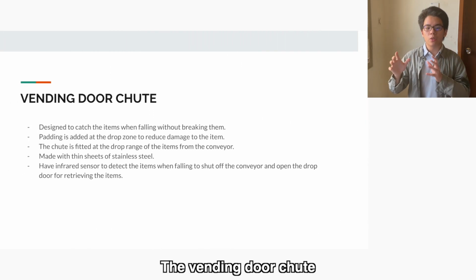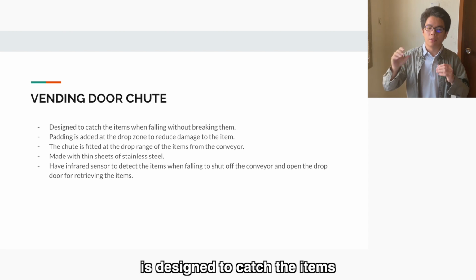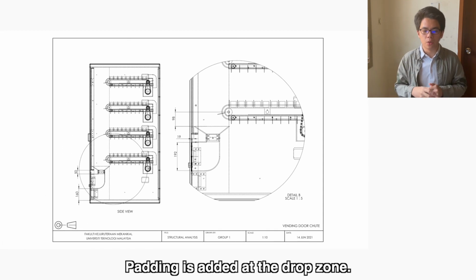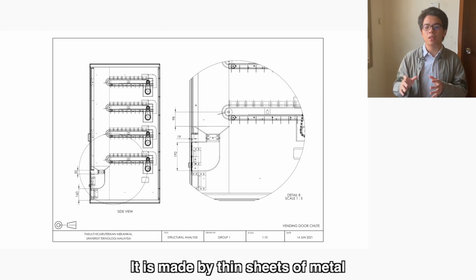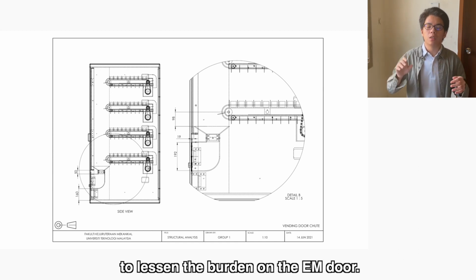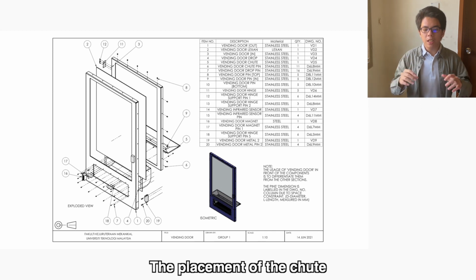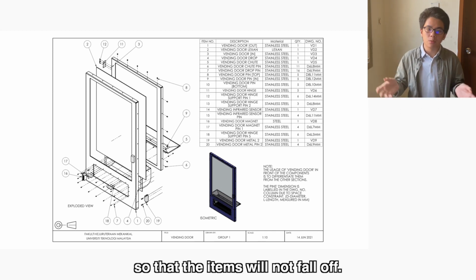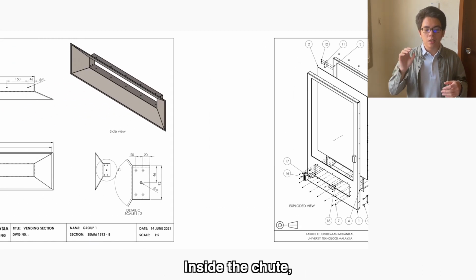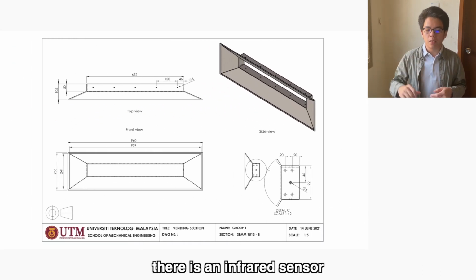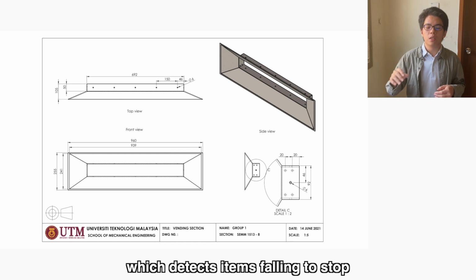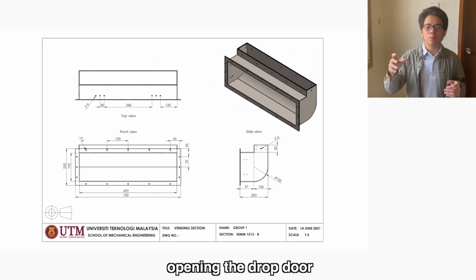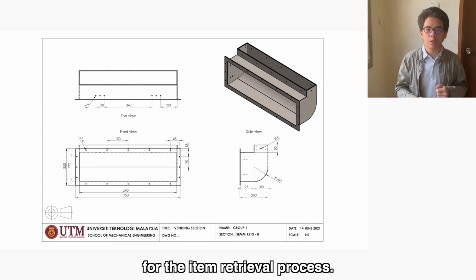The vending door chute is designed to catch items when falling without breaking them. Padding is added to the drop zone. It is made by thin sheets of metal to lessen the burden on the EM door. The placement of the chute is fitted at the drop range of the items so that the items will not fall off. Inside the chute, there is an infrared sensor which detects items falling to stop the conveyor from moving and opening the drop door for the item retrieval process.